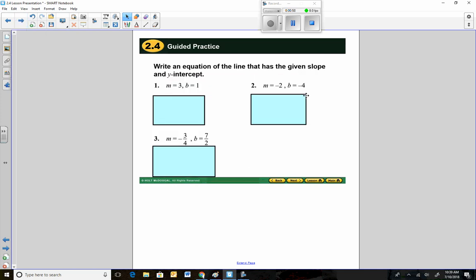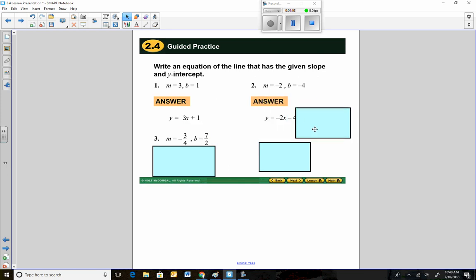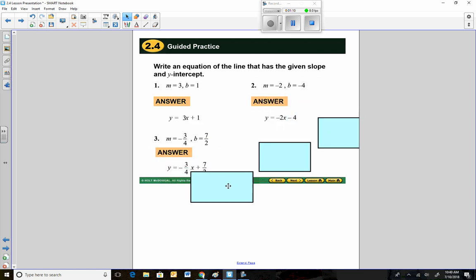Now, you get to have the fun of writing 3 equations in slope-intercept form. Pause your video. Welcome back. Here you go. That one in slope-intercept form, this in slope-intercept, and number 3 in slope-intercept form. Hopefully you got all those right.